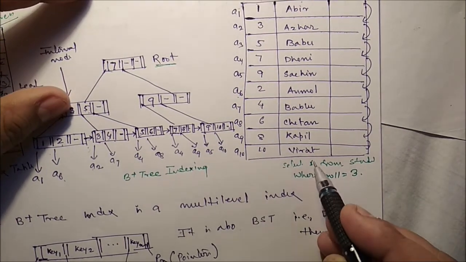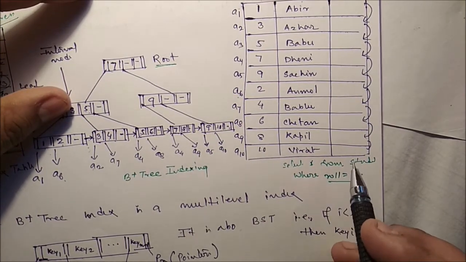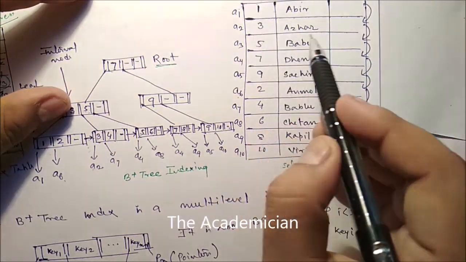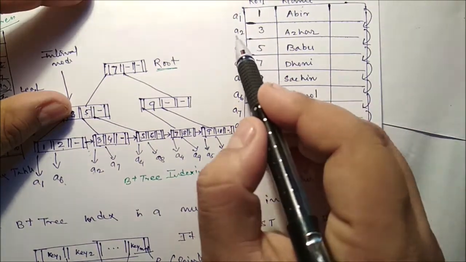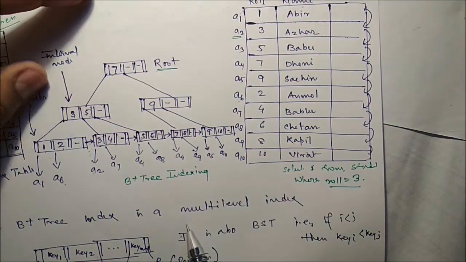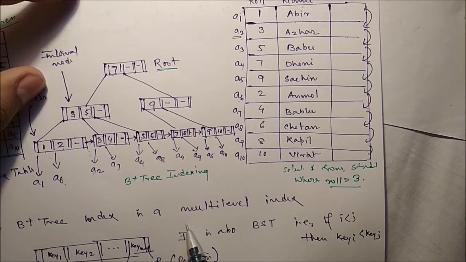So we need every piece of information from roll number 3. So we have to access this particular row. To access this row, we should know its address. Are you getting this one? So how do we get this particular address?